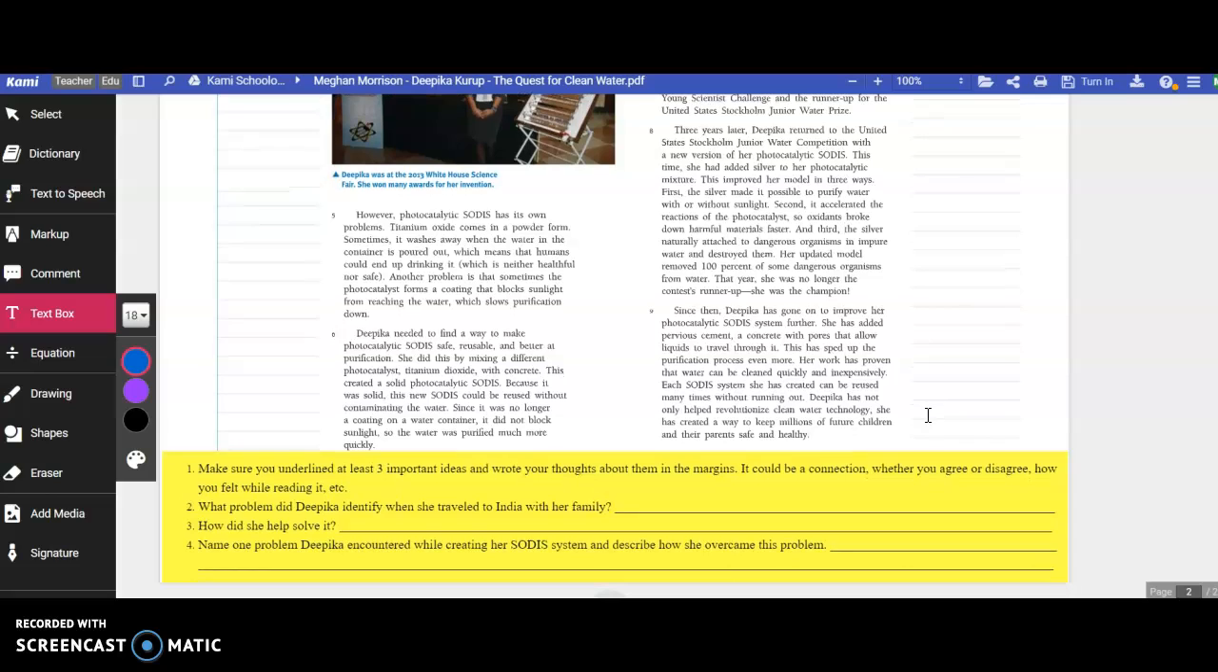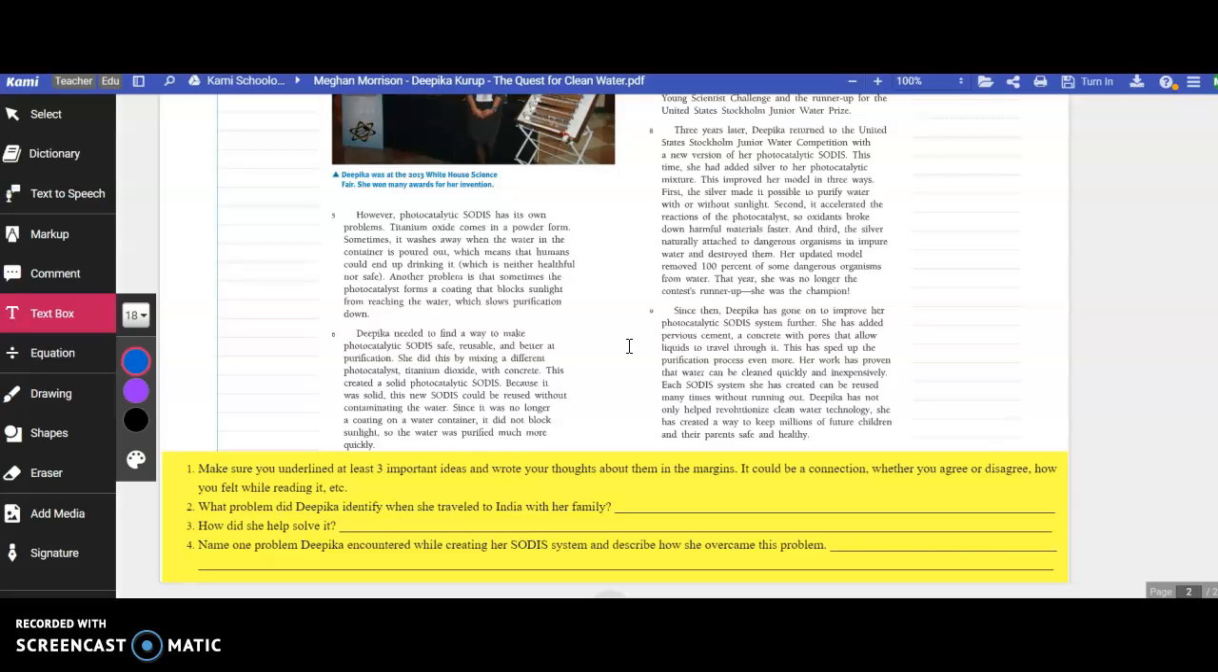What you need to figure out is, what problem did she identify? How did she help solve it? And while she was creating the system, she discovered a problem along the way and had to overcome that. It wasn't like the first thing she tried worked. She came up with something, figured out it had some issues, and then was able to fix it and overcome that problem.